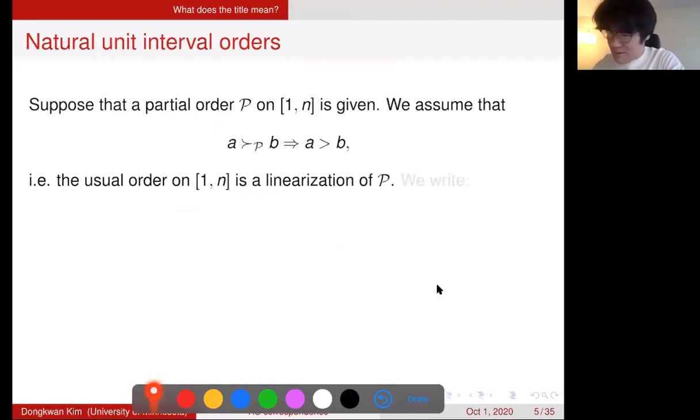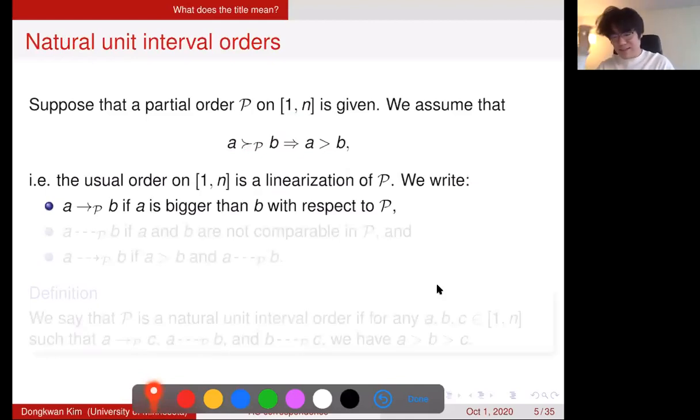The other thing is that we need to define natural unit interval orders. For the sake of simplicity, we assume that we have a partial order which satisfies that if A is greater than B with respect to this order, then A is greater than B with respect to the usual order. This symbol is for the usual linear order on the set of numbers from 1 to n. And this symbol is for the partial order that we will discuss.